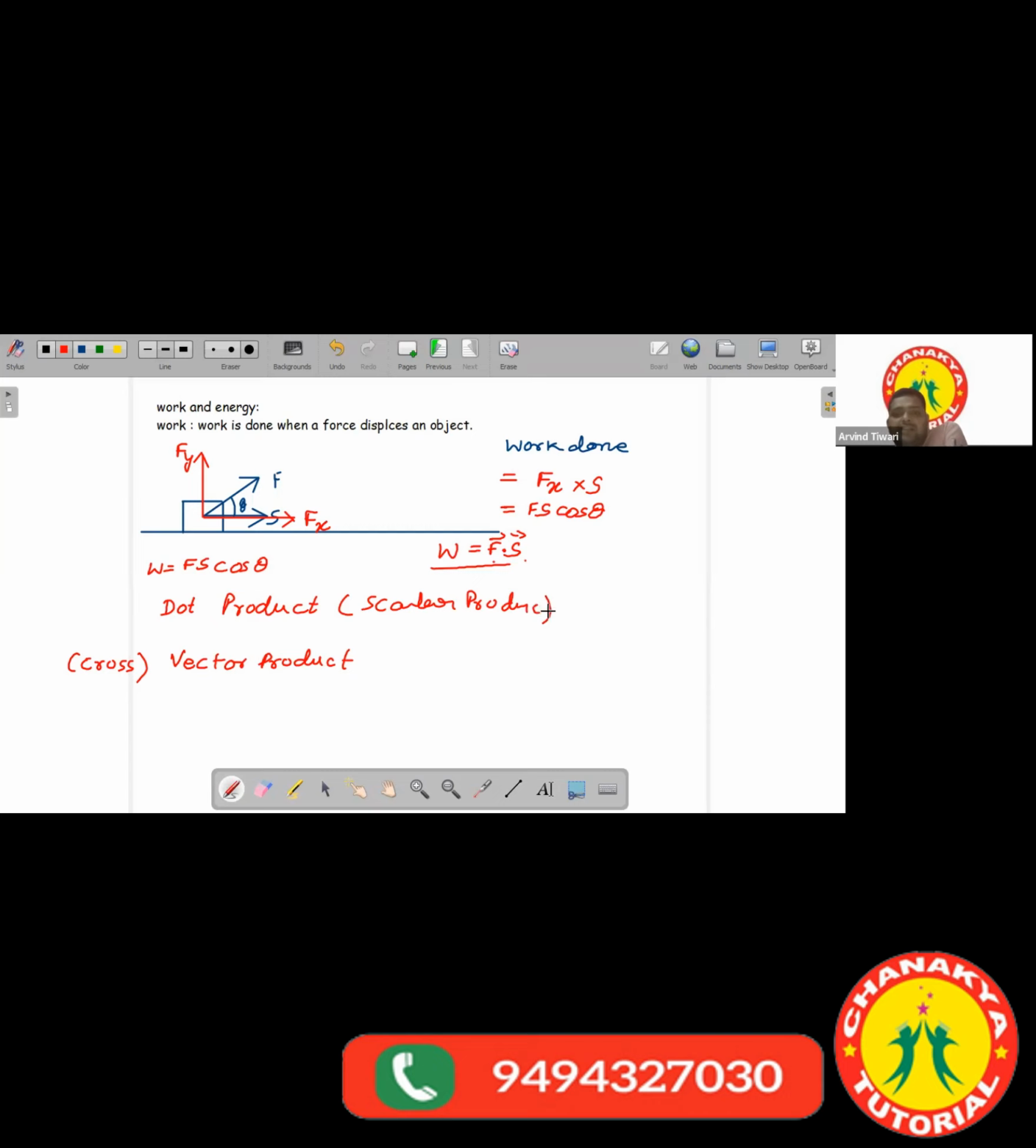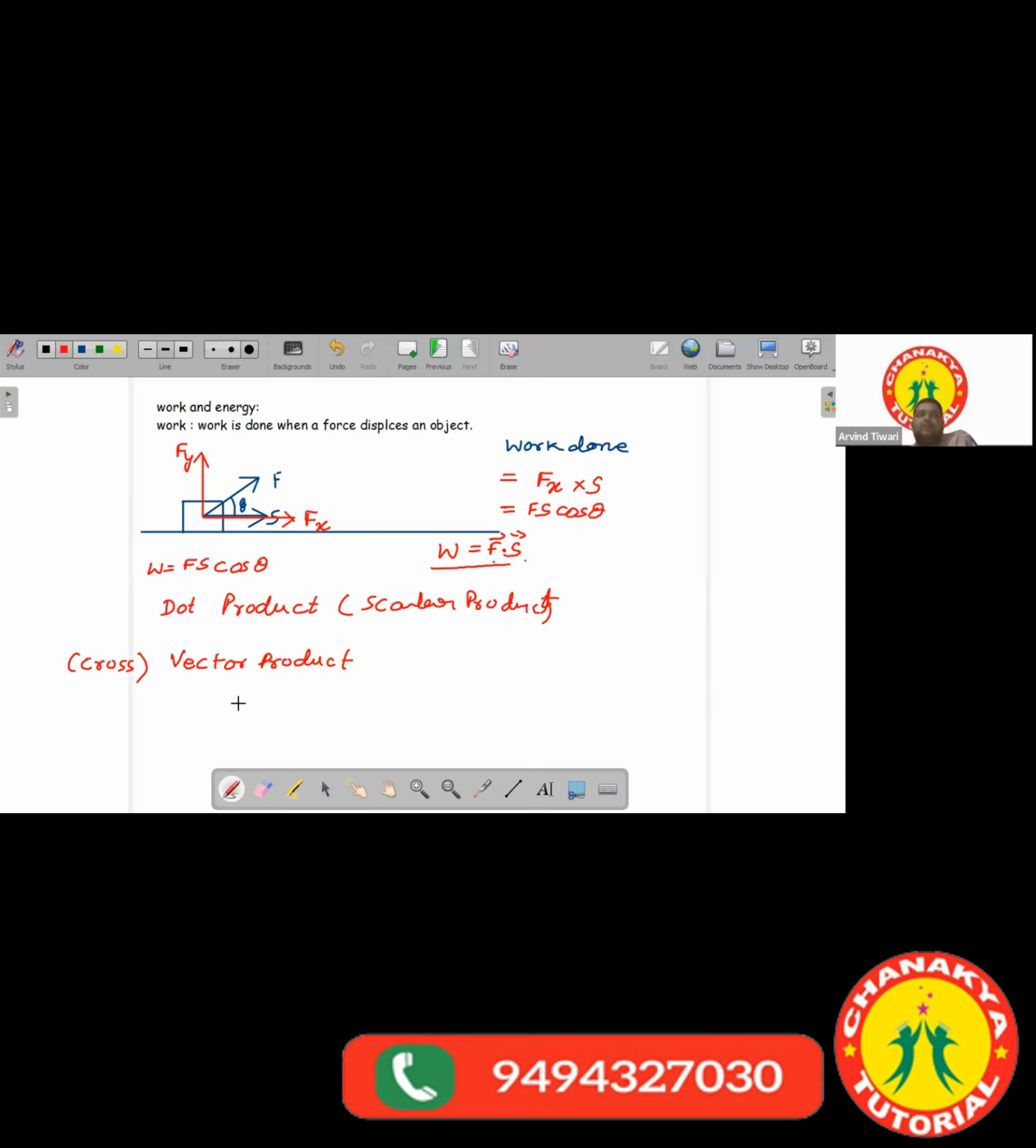The second one is the vector product. Vector product means two vectors are multiplied to give you a vector as the answer. So if two vectors are multiplied to give you a vector as the answer, then we use the vector product. We will see that yes, there are cases where we get a vector by multiplying two vectors.